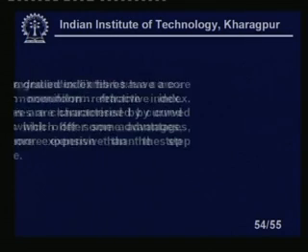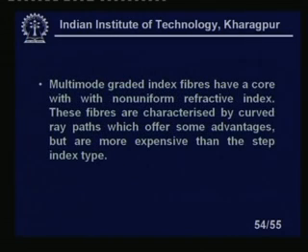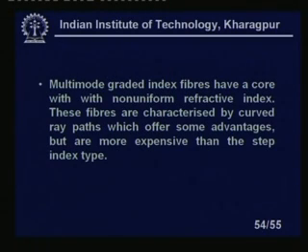Now, multimode graded index fibers are also there, where we talked about the step index fiber, both in the case of monomode and multimode fiber. Basically, in step index there is a jump, an abrupt change of the refractive index between the material of the core and the cladding. Whereas, in the case of graded index fiber, you will find that the core itself is made of a material where the index is changing slowly, so that the light can go in a curved path.